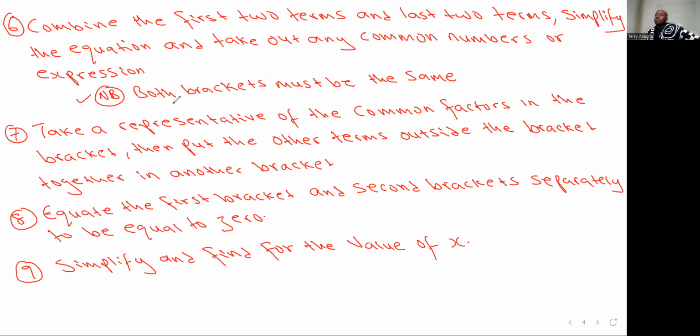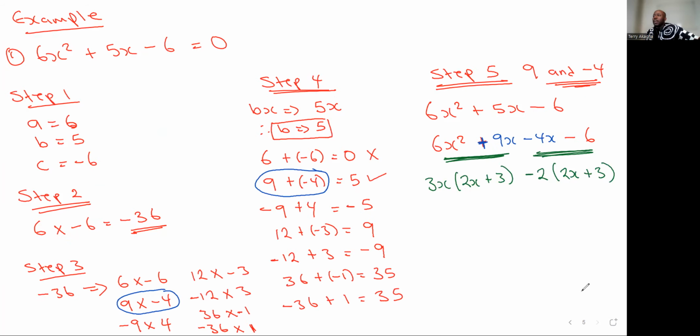He said, combine the first two terms and the last two terms. All right? So we've done that already. So we're in step 7 now. But you notice that in step 6, it said something that was very important, that both brackets must be the same. So if you look at what we did here, the bracket we have here is 2x plus 3. And the bracket we have here is also 2x plus 3.